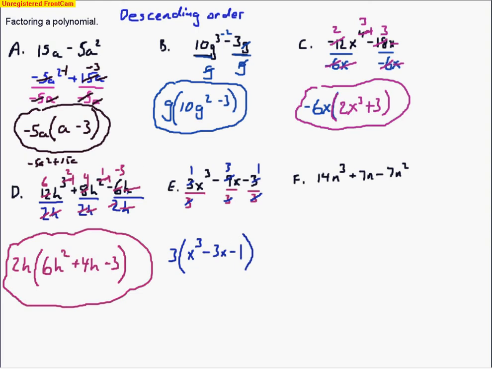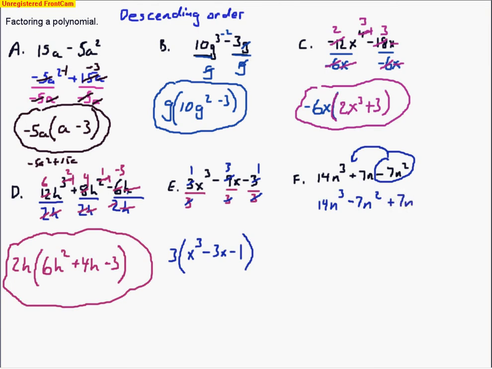Well, one more problem here to try. This one's a little different because it's not in descending order. Look at it. N to the third, n to the second. Let's rewrite this. I'm going to rewrite this as 14n to the third minus the 7n squared. See, notice I took this term and just with the sign, and I'm just putting it in front of this 7n with the sign and all.